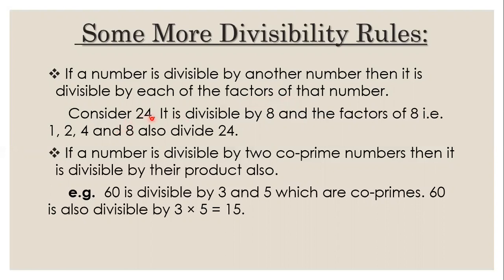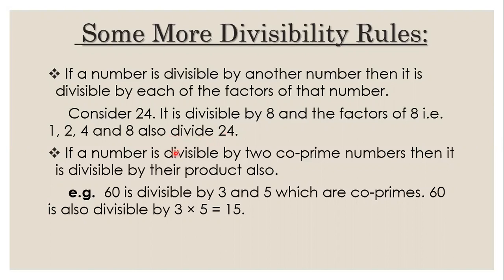We will consider 24. 24 is divisible by 8. That means 8 is a factor of 24. Now this 24 will also be divisible by each of the factors of 8. What are the factors of 8? 1, 2, 4 and 8 are the factors of 8. So 24 is divisible by 8, so 24 will also be divisible by each of the factors of 8, like 1, 2, 4.